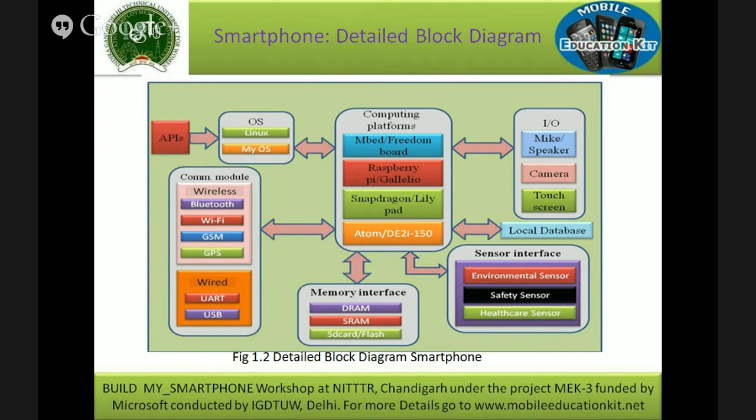Before moving to software architecture, let me recap what we have chosen for building my own smartphone, or your smartphone. The computational platform is Raspberry Pi. The I/O is the touch, mic, and speaker. Then environmental sensors are temperature and humidity. And then one component I forgot, that is the local database.